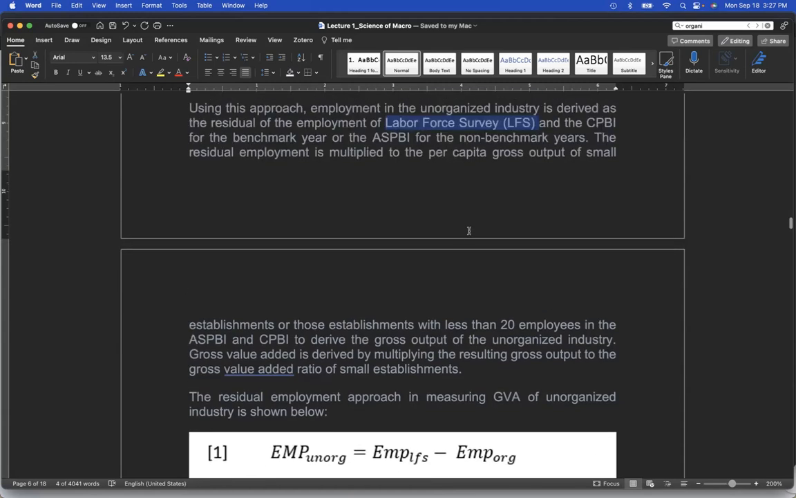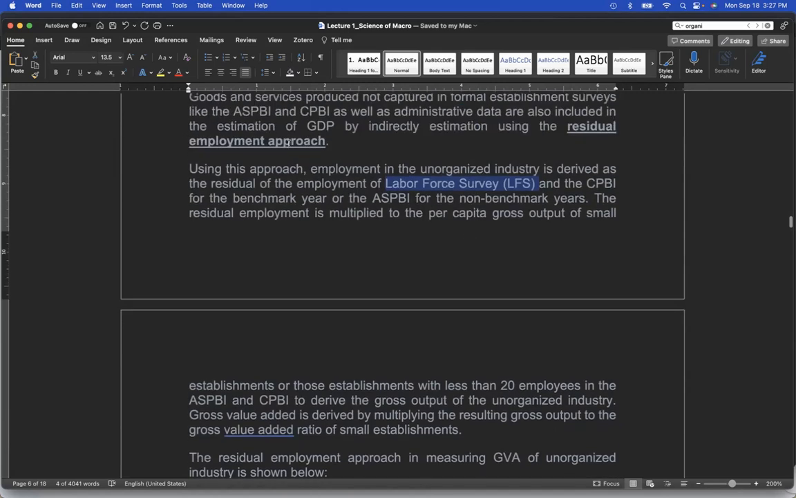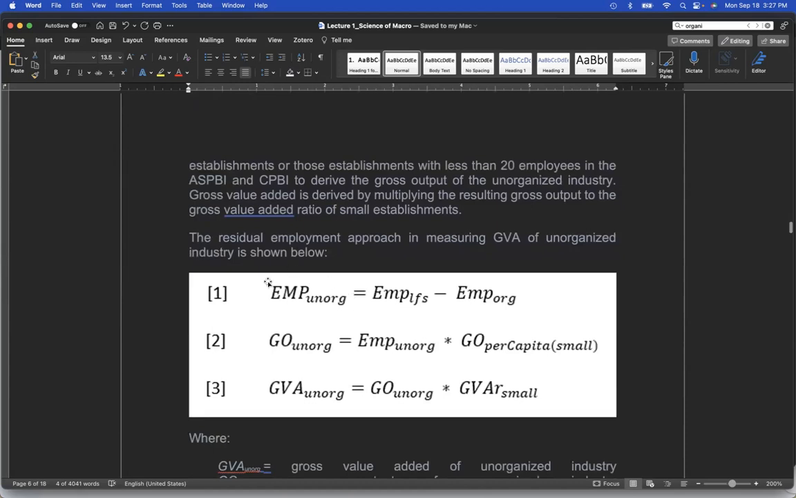That's why it's called, where is it? The residual employment approach. How do you get this? It's the residual employment. Okay. So from this, you are going to get the GO, or the gross output, of the unorganized industry. So how do you get this? You get this by multiplying labor to the gross output per capita of small industries.